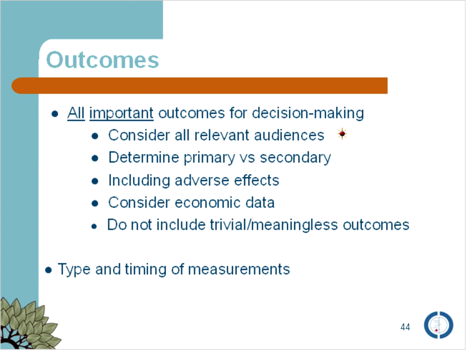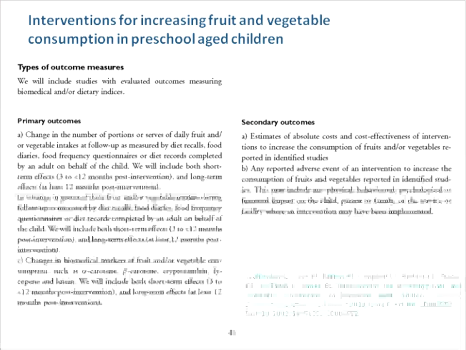So considering all that's important, and I think that underscores why it's important to have breadth of players involved on your review team, why it's important to have the editorial and peer review processes to make sure that all of this has been considered. And as well, you need to think about the type of outcomes that you're looking at and the timing of the measurements.